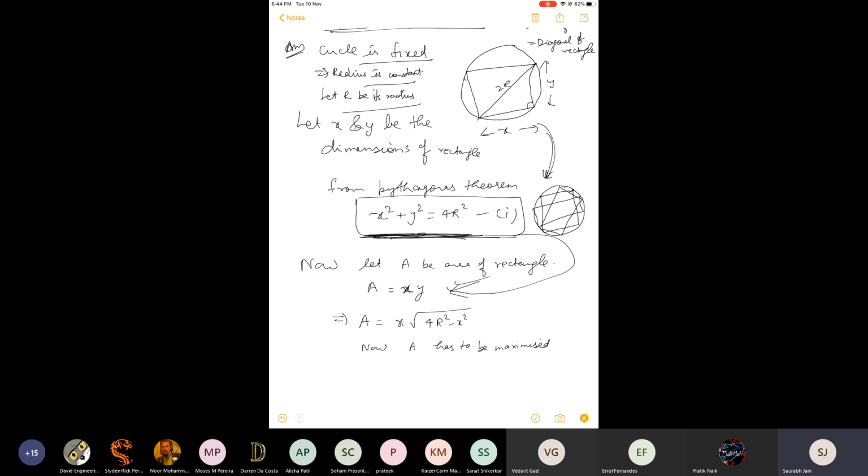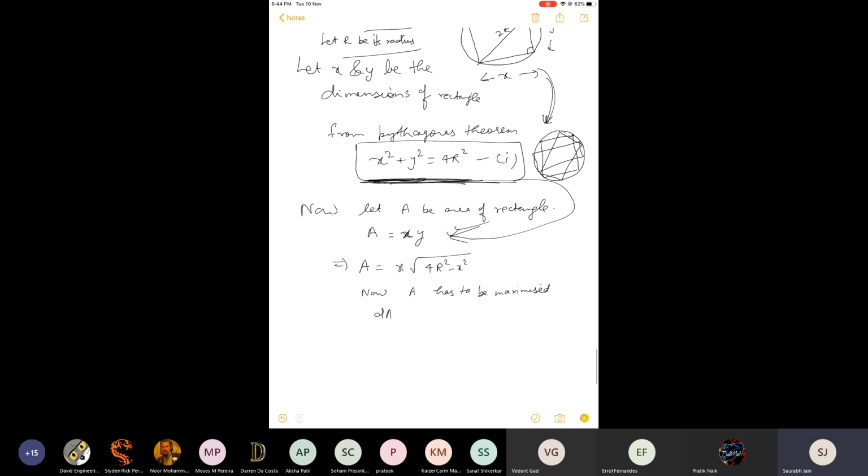The question is lengthy, so listen carefully. We find dA by dx first. That means the product rule of differentiation will be used. Taking x as constant, we differentiate this square root. Differentiation of a square root is 1 by 2 square root. This we learned in differentiation.